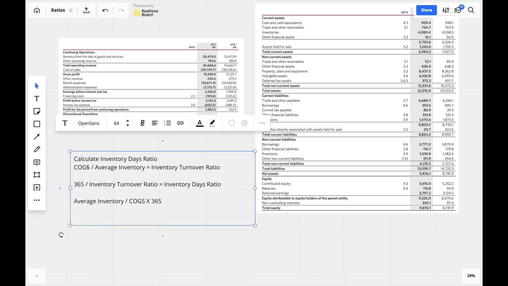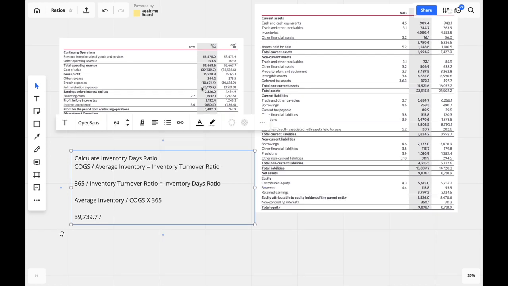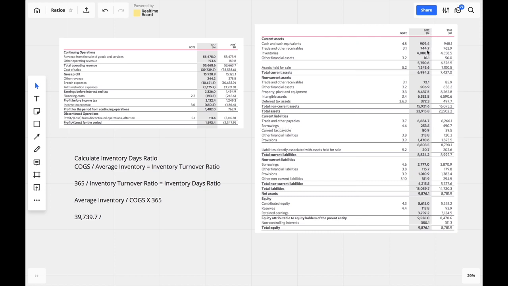So let's first calculate our inventory turnover ratio. You go to your statement of profit and loss and look for the current year, in this case 2017, in that annual report, and you take the cost of goods sold number. This goes into your profit and loss when you sell inventory. So we take 39,739.7 and divide that by average inventory. If we go to the balance sheet, you can see there's a line under current assets called inventories. There are two amounts here, one for the current year as at the end of June, and one for the previous year. What we're going to do is take the average of the two.